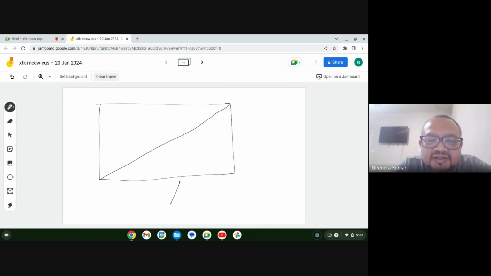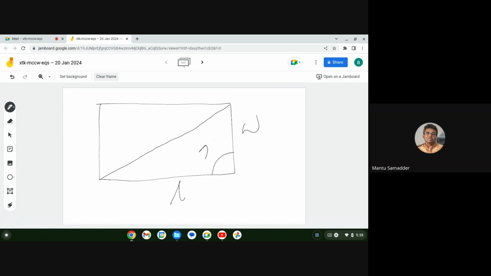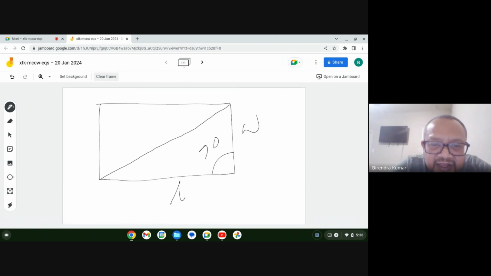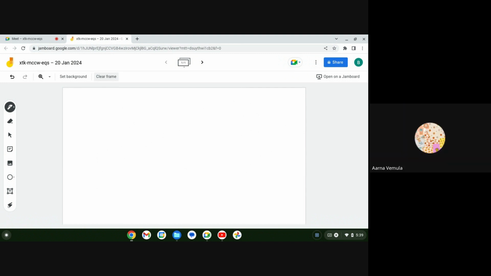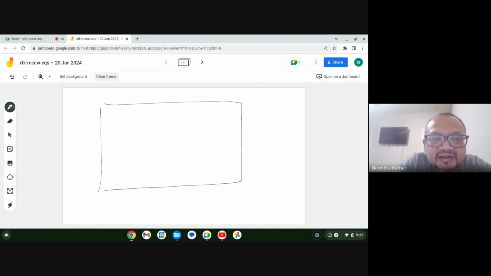What is this called? Length. What is this one? Width. And this is 90-degree. If you look at it carefully, this diagonal is actually splitting this rectangle into two equal parts. Whether you divide this rectangle this way or join these two corners, you're actually splitting it into two parts.